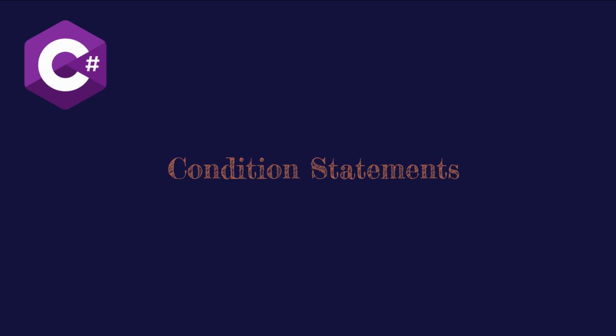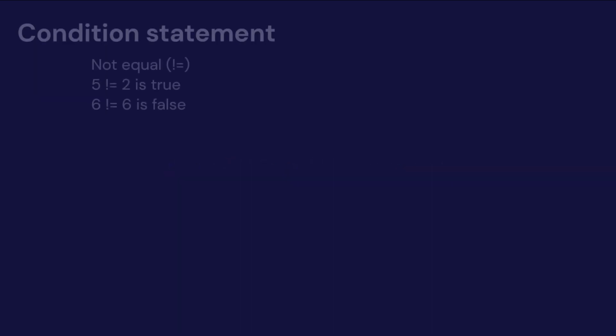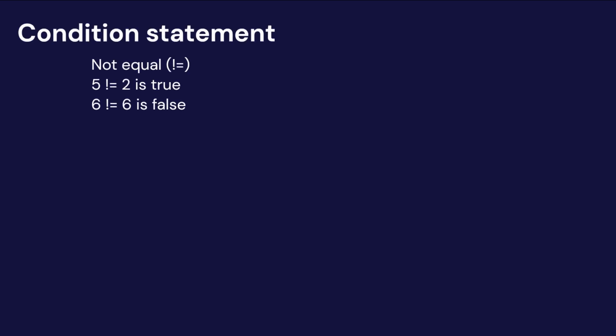in our condition statements. Not equal. Returns true if the left is not equal to the right. 5 is not equal to 2 is true. 6 is not equal to 6 is false. Greater than. Returns true if the left is greater than the right. 5 greater than 2 is true. 3 greater than 6 is false.